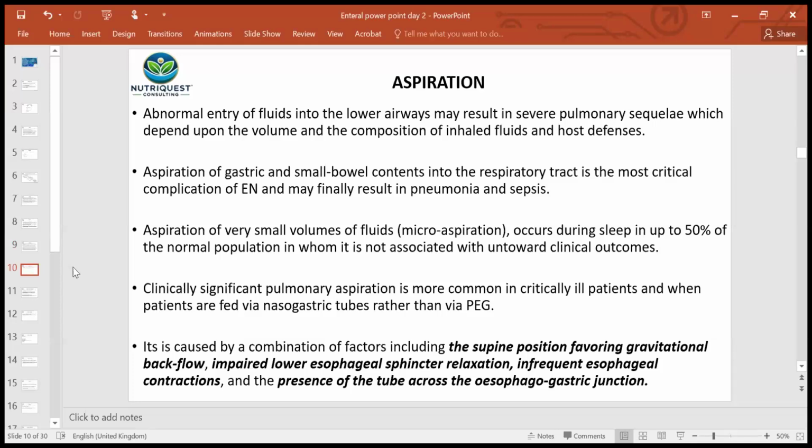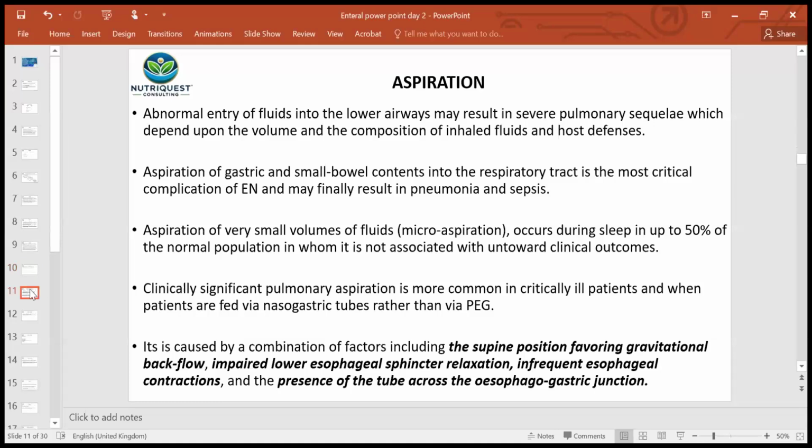So it is caused by a combination of factors which include supine position, favoring gravitational backflow. So if a patient is sleeping on their abdomen, or they're sleeping flat, that can cause the backflow. Impaired lower esophageal sphincter relaxation can also cause aspiration. Then infrequent esophageal contractions and the presence of a tube across the esophageal gastric junction can also cause aspiration.